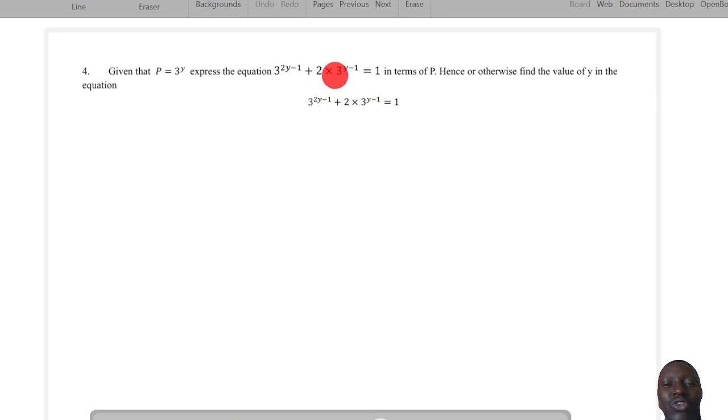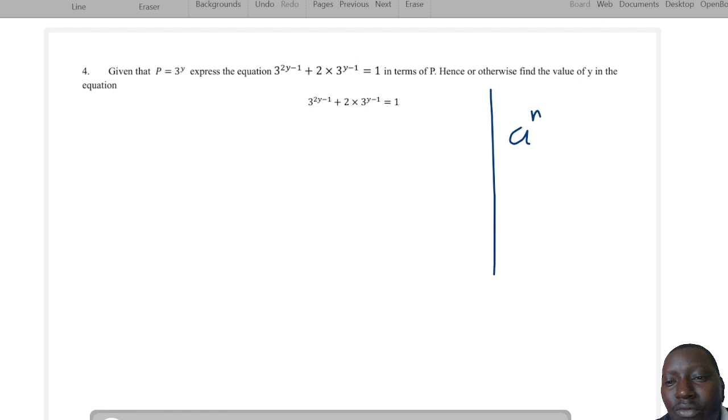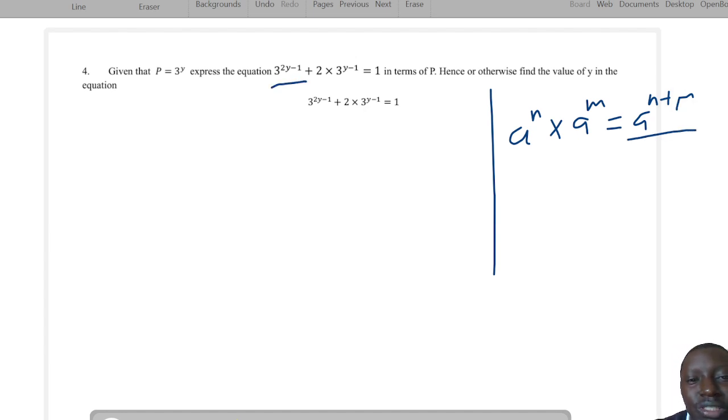Express this equation in terms of p. So class, what we'll do is we should be able to make use of the laws of indices. With the laws of indices, you know this, as I had indicated earlier on, if you have a to the power of n, then times a to the power of m, then basically that is a to the power of n plus m, like that. So I want to use that here.